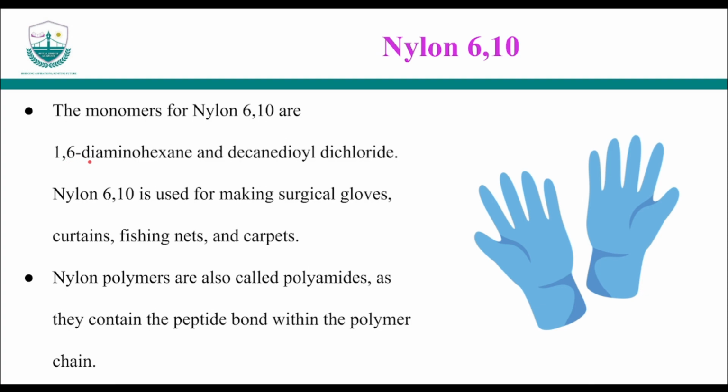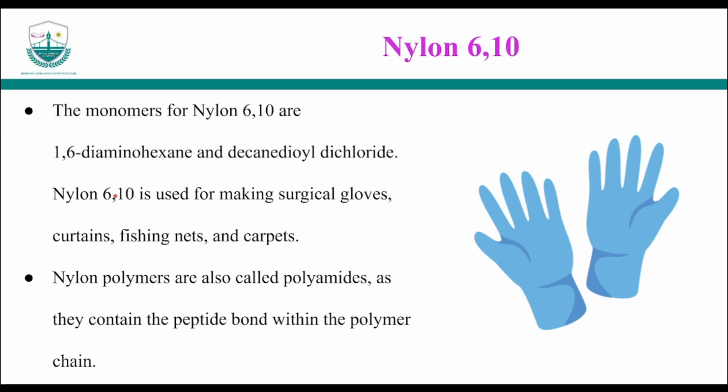So still we have diaminohexane, the same that we had earlier on. The only difference here is that here we have 1,6-diaminohexane. The meaning of this is that the amino group is placed at carbon number 1 and also at carbon number 6. So that's what we mean by 1,6-diaminohexane. And then here, the decanedioyl dichloride.